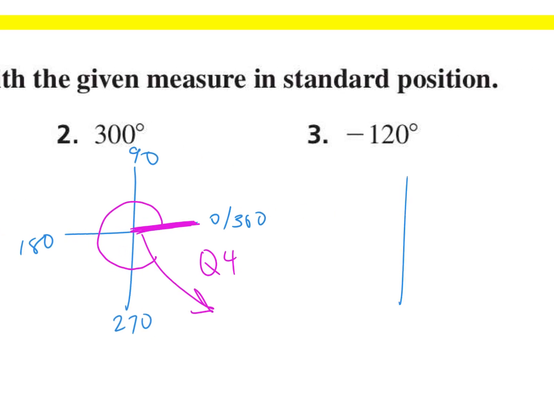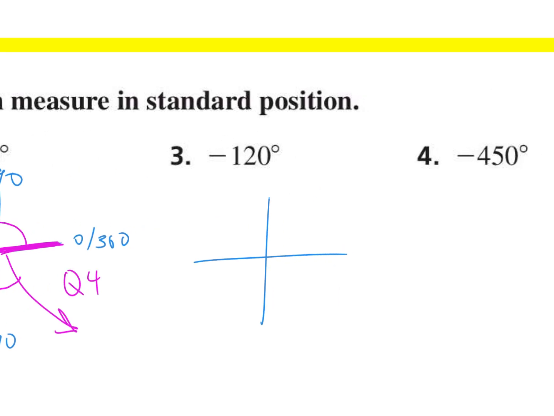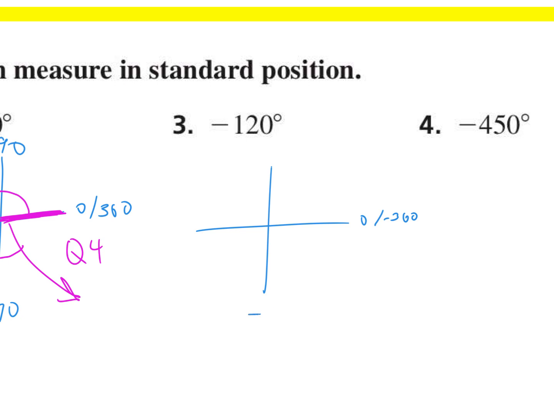All right, 3 is a tad different. How is 3 different? It's negative. So I have my 0, negative 360. But which direction am I going, guys? Down. So negative 90, negative 180, negative 270. Where is negative 120? What quadrant? Quadrant 3. Good. I'm going to start here on the initial side, and instead of going up, I'm going to go which direction? Down. Perfect. Quadrant 3.